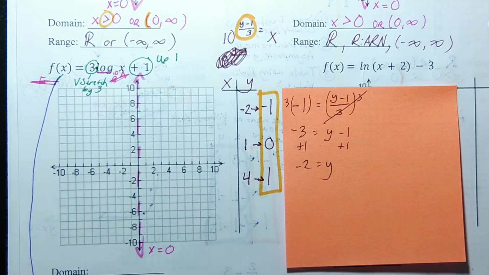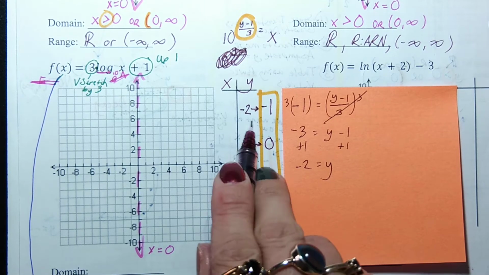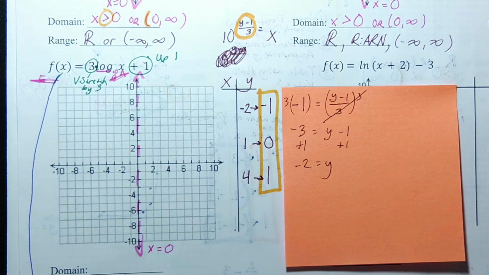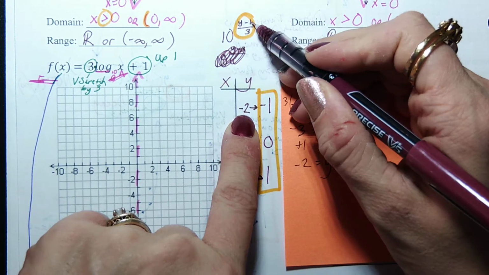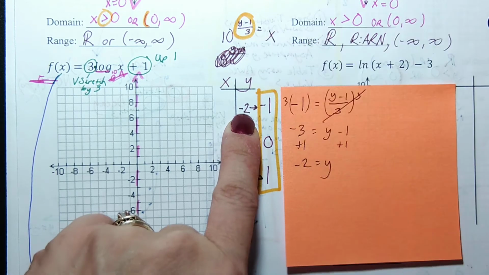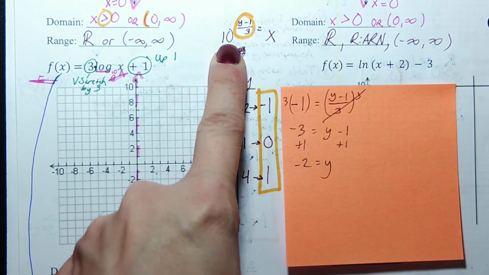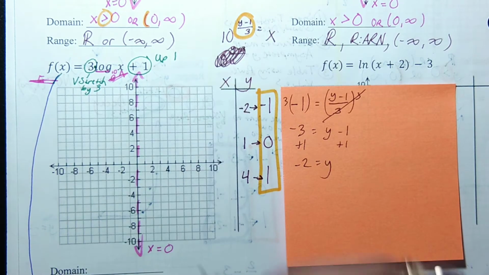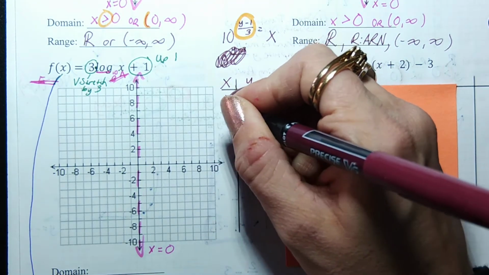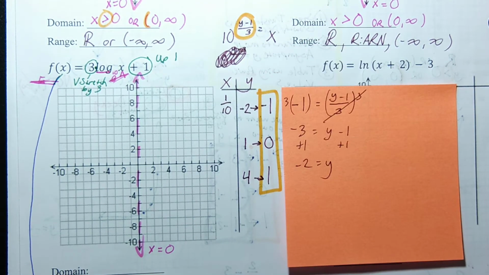So from here, we simply plug in those y inputs to find our corresponding x values. So negative 2 minus 1 is negative 3. Negative 3 divided by 3 is negative 1. Folks, what's 10 to the negative first? 1 over 10. We give it a bad attitude. Take it to the downstairs.